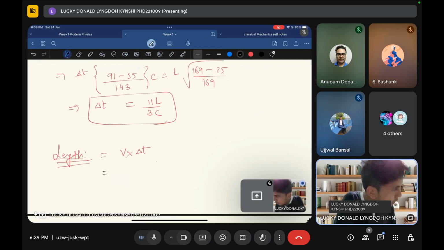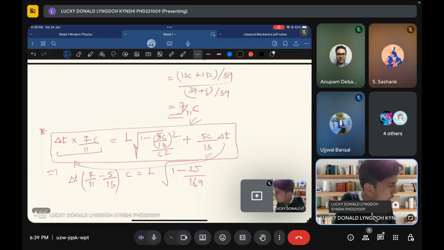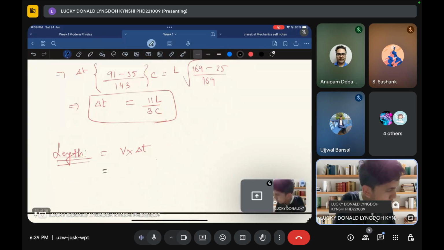Now you have the velocity. The velocity is given to be 7c by 11, and the time t is 11 by 3 L. So 11 and 11 will get cancelled, and you will get 7 by 3 L. So this is your length.